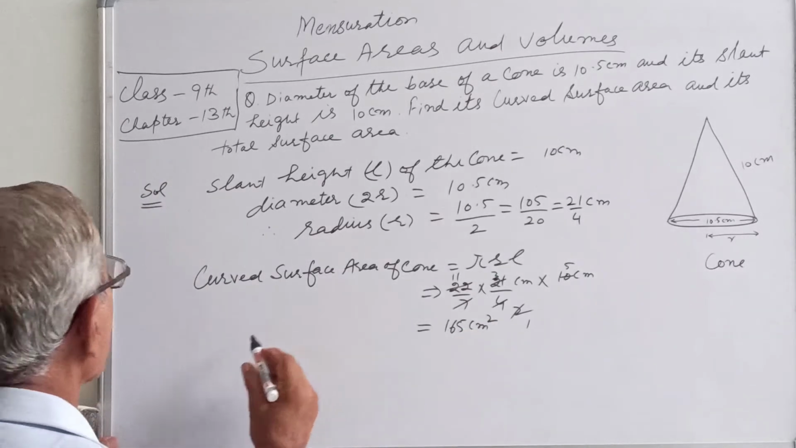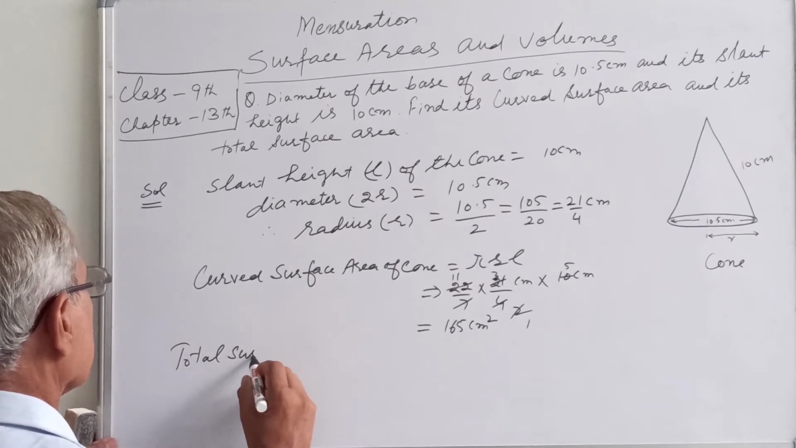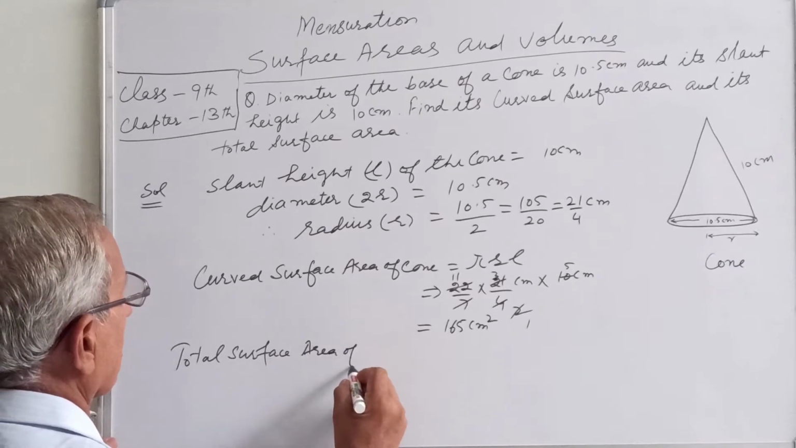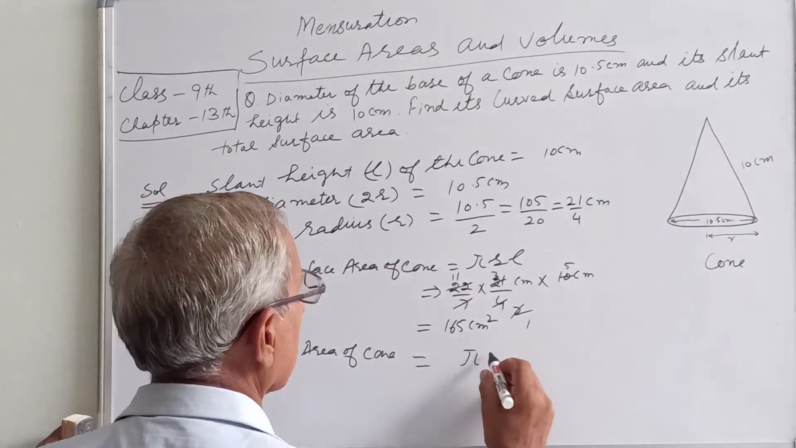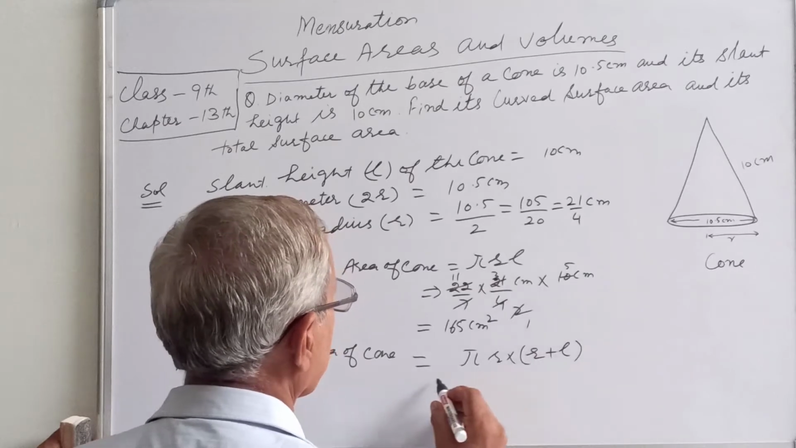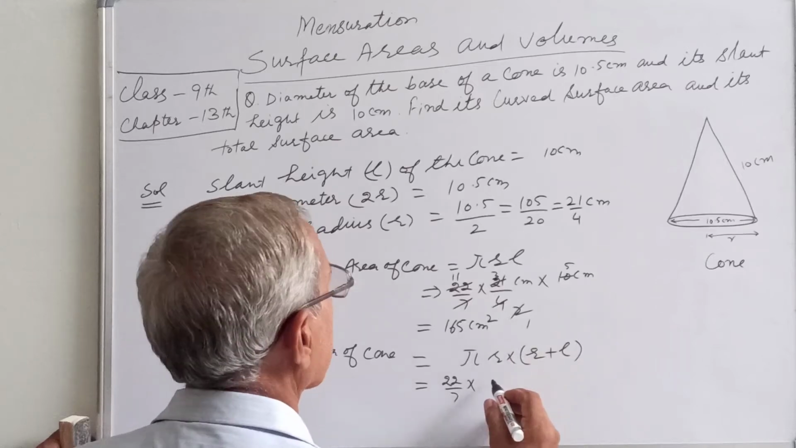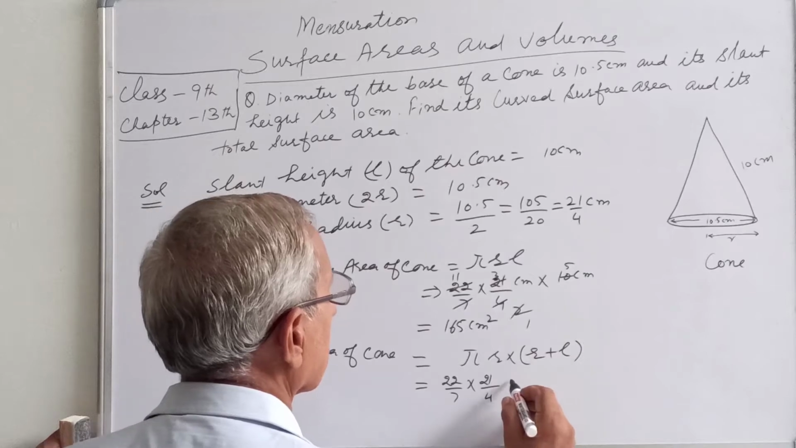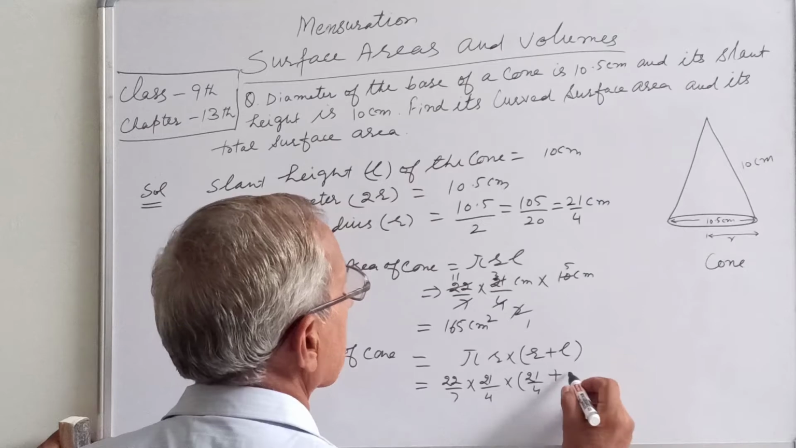Now you have to find the total surface area of cone. Formula is pi r into r plus L. 22 upon 7. r is 21 upon 4. 21 upon 4 plus L is 10.